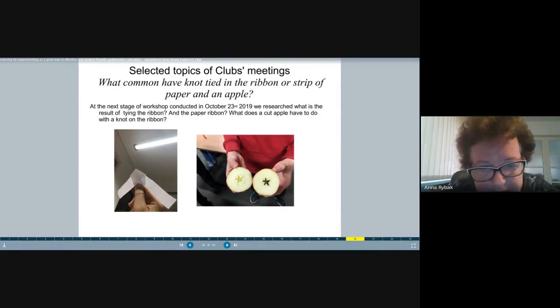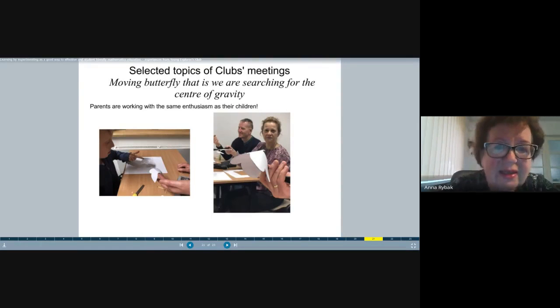And the next, please. When parents bring their kids to our workshops, I always invite parents to attend the workshop if they want, of course, and sometimes they solve the same problems and they are as enthusiastic, on the same level, as their kids.